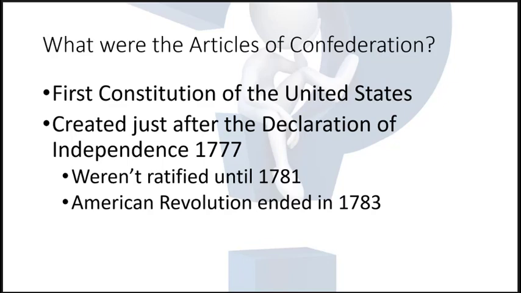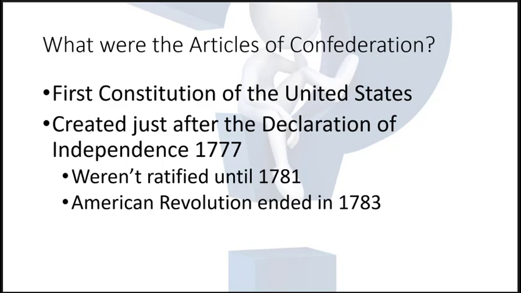Now, they're created just after the Declaration of Independence in 1777 because with the new country, you needed some sort of rules to govern by. Now, granted, they didn't get ratified until about 1781, and the American Revolution didn't end until 1783. So, these are going to be the documents that rule the country or basically set up your national government, how it functions, all the way until you get around to the U.S. Constitution.